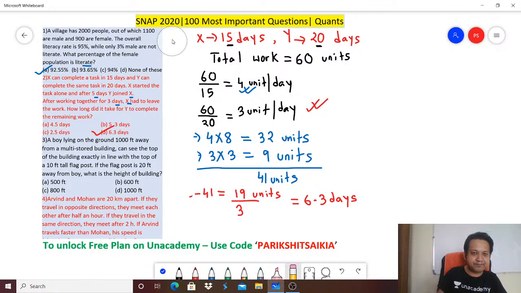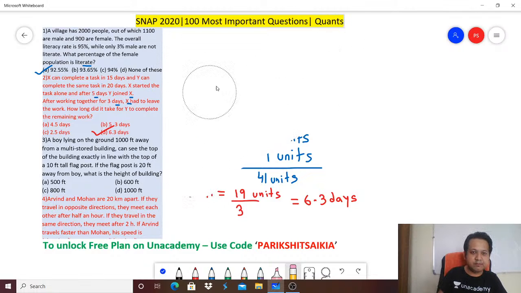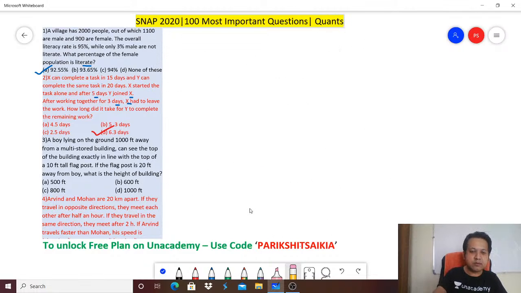Number 3. A boy lying on the ground 1,000 feet away from a multi-storied building exactly in line with the top of a 10 feet tall flagpost.